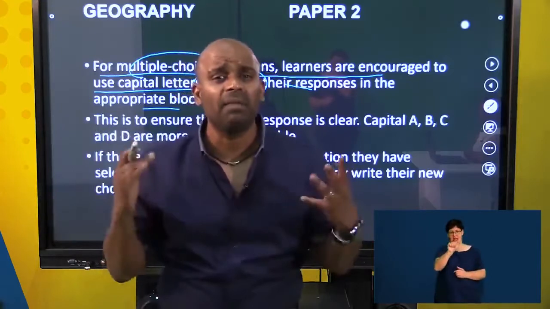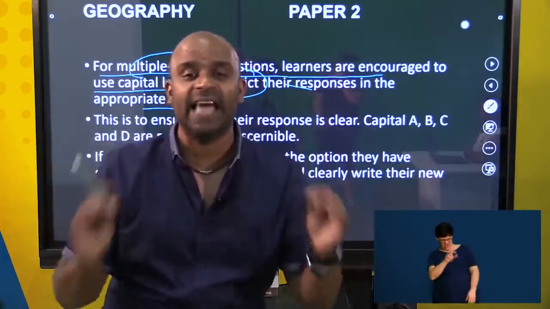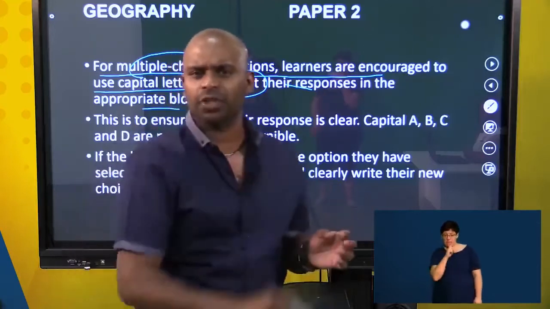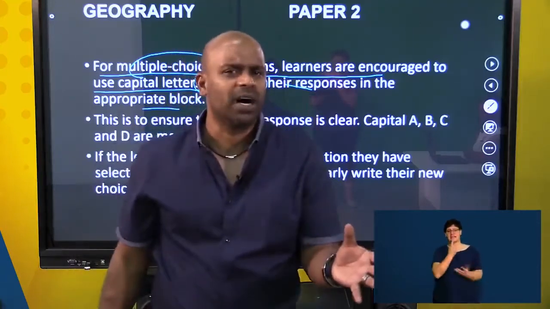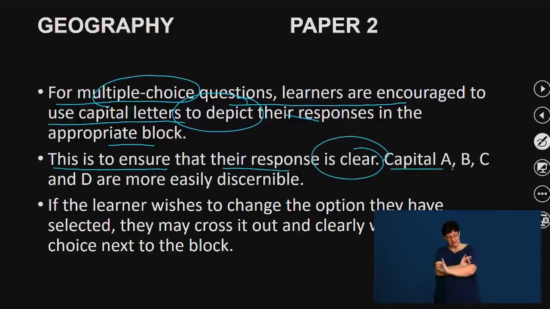Why? The people marking your papers would be better able to see exactly what you've written and give you the mark. You don't want to lose the mark, do you? No, of course not. Now, let's go further. This is to ensure that the response is clear. Capital A, B, C, and D are more easily discernible.